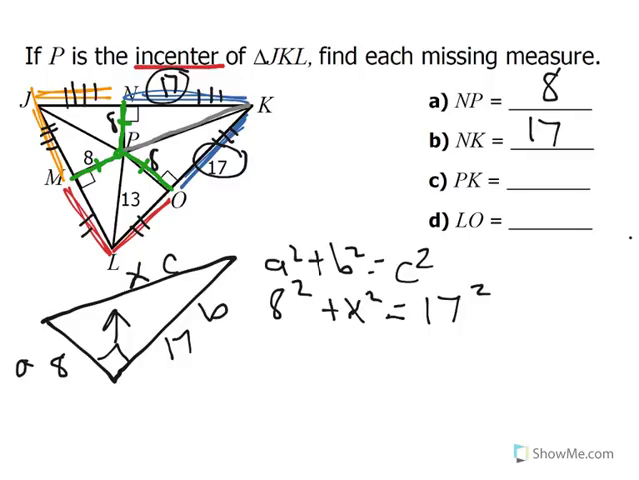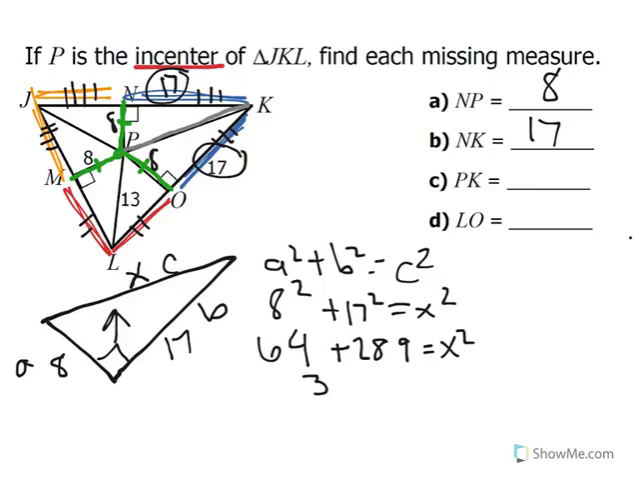Actually, I have my numbers in the wrong spots. Let me flip-flop them. 8 squared plus x squared equals 17 squared. That looks better. So we have 64 plus 289 equals x squared. 353 equals x squared. And then we got to take our square root. So once you take the square root, you should get x to be 18.8. So PK is 18.8.